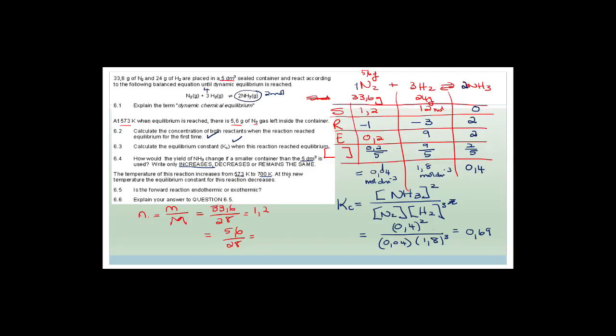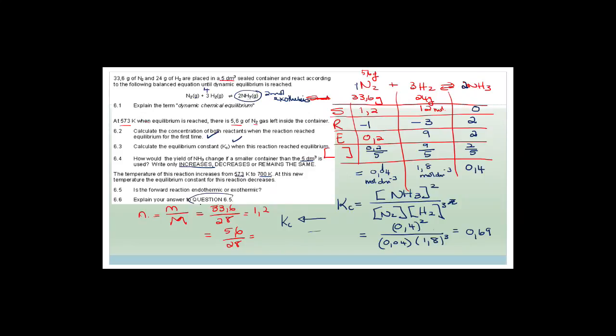Now it says the temperature of this container is now increased from 573 K to 700 K. At this temperature, the equilibrium constant of this reaction decreases, and they want to know, is this an endothermic or exothermic reaction? Well, if you think about it, if you decrease Kc, you're getting less ammonia out and more nitrogen and hydrogen. So decreasing the Kc means that the reverse reaction has been favored. We've increased the temperature, and by increasing the temperature we favored the reverse reaction. So therefore, this is an exothermic reaction. The forward reaction prefers for it to be cold.